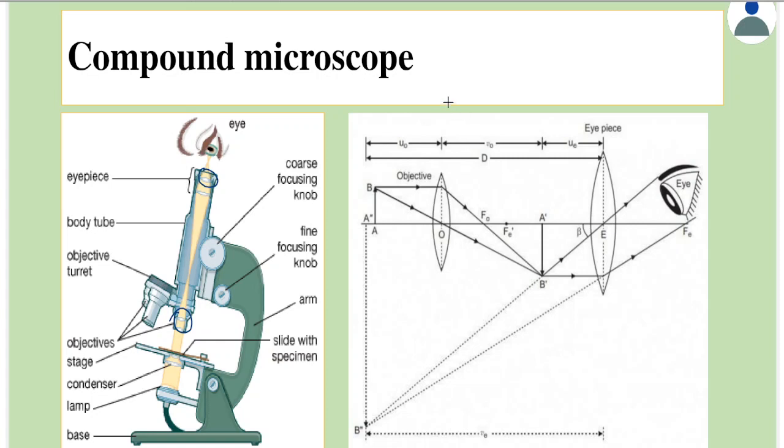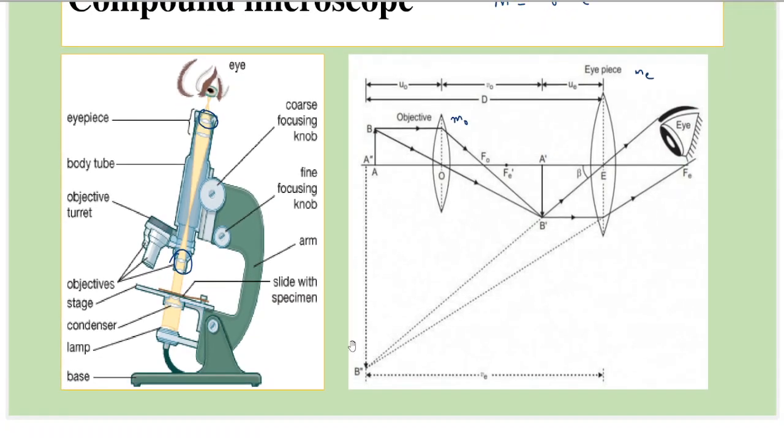That is because whenever two lenses are used, and if the magnification of each of these is say m0 for the objective and me for the eyepiece, then the total magnification is given as the product of m0 into me. So the magnifications would multiply, hence we use two lenses. In this case, these are convex lenses.